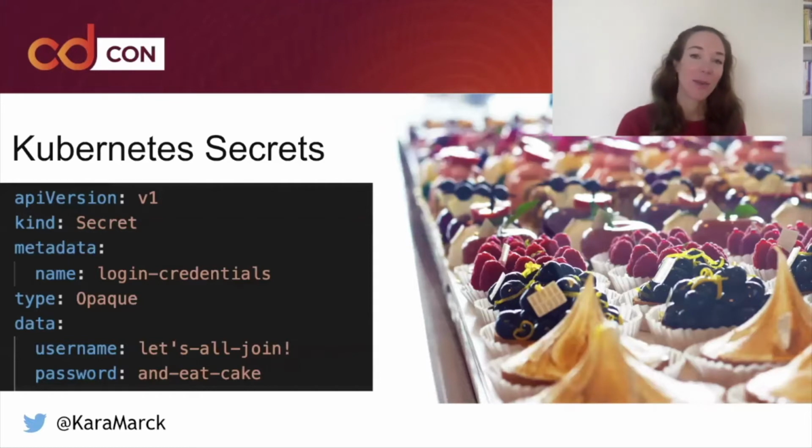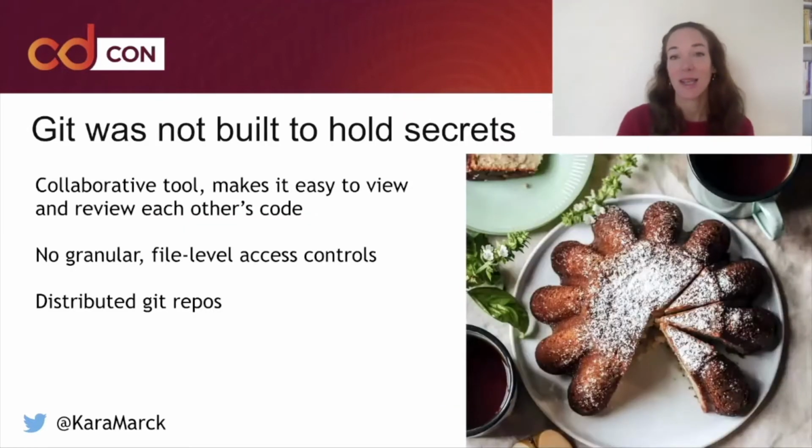GitOps practitioners may be very happy to store configuration files in Git, but they are unwilling to store their sensitive data in Git due to security concerns. Now, there are additional reasons it is a security concern to store secrets in Git. Git was designed as a collaborative tool, making it easy for many people to view and review each other's code. It was designed to enable access to other people's code. And for these reasons, it is very dangerous to use Git to hold secrets.